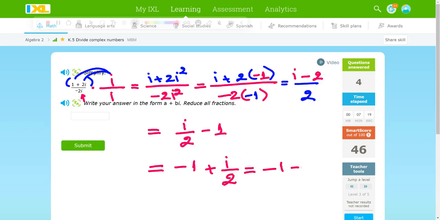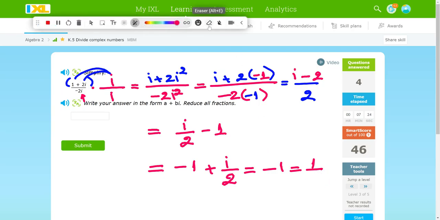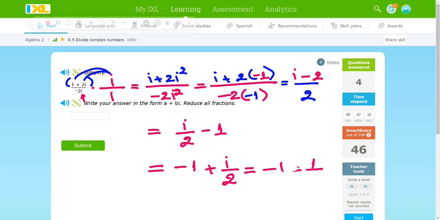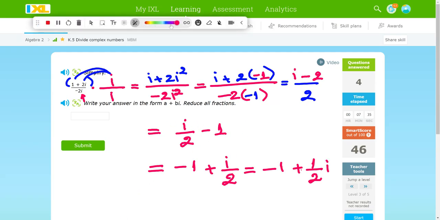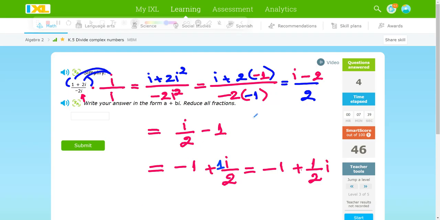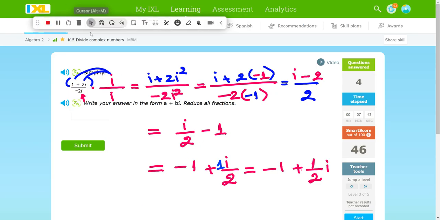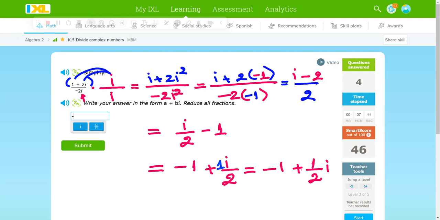But I over 2, I can break it down as 1/2 and then I. Okay, so let's put it down. 1/2 and then I. Same thing. Okay, because if you have I, it means 1i. Okay, so now I put my answer in, and then I'm done. Subtract 1 plus 1 over 2 and then I.